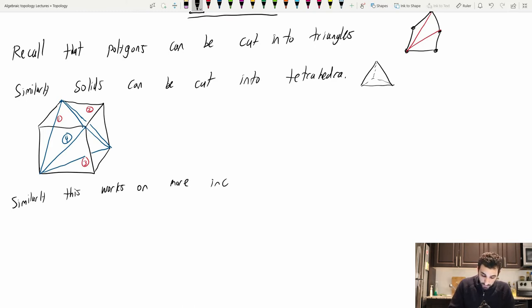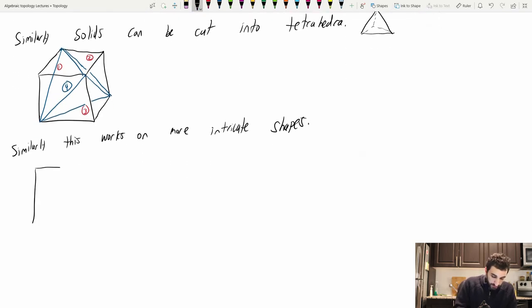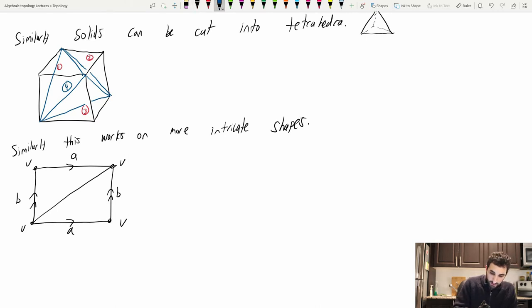Topologically, these shapes I've shown you are pretty boring. But here is a picture of T2. All of these vertices are the same. I have the top glued to the bottom, the left glued to the right, and I can just cut this in half. And so I see a triangle on the left and a triangle on the right here.